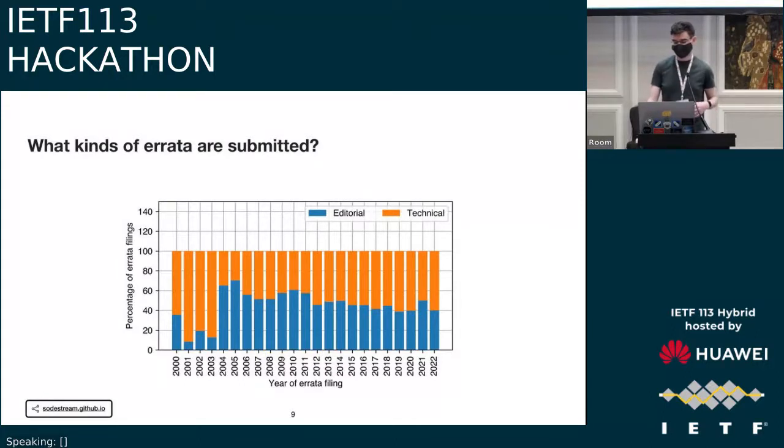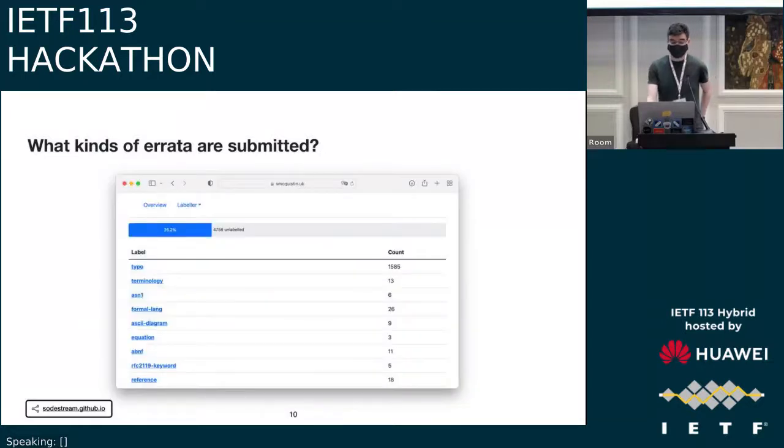Now, one of the main things that I've worked on is a way of expanding this dataset to be a little bit more descriptive about the errata that are being filed. We've developed some tooling that allows people to go on and view errata filings and tag them with more descriptive labels. So you can see some example labels here: typos, terminology mistakes, is it a mistake in the diagram, et cetera.